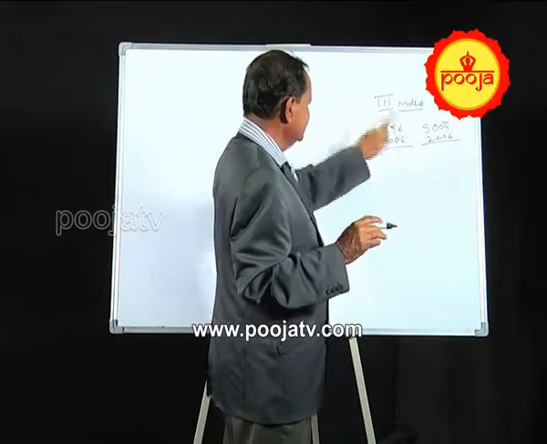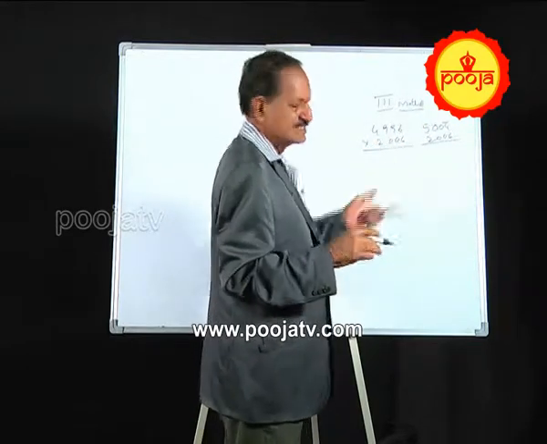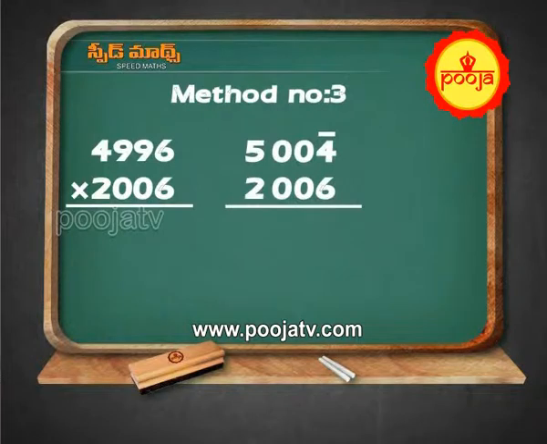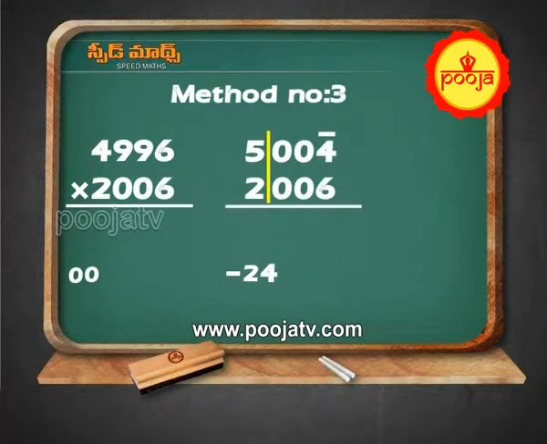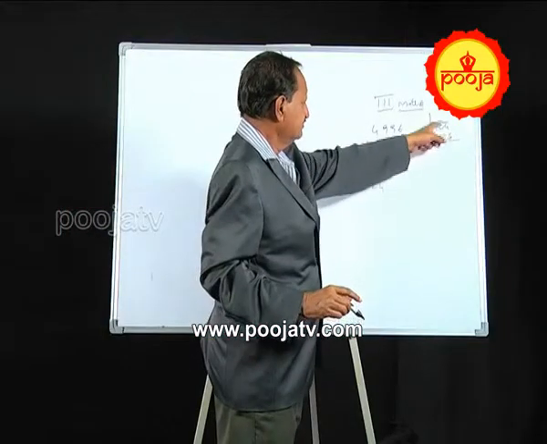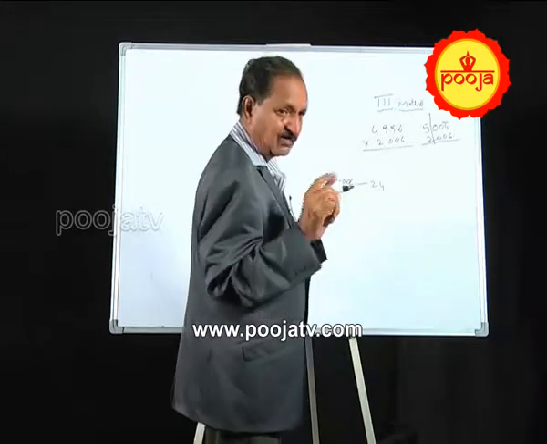So, 4996 is a bigger number, so you convert it as 5000 minus 4, and 2006 is a smaller number. Do not touch it. Write it as it is. Give a slash after 3 digits, because 6 and 4 you can multiply. Plus 6 into minus 4, that is minus 24. 006 into minus 004 equal to minus 24. Minus 24 I have already explained to you.